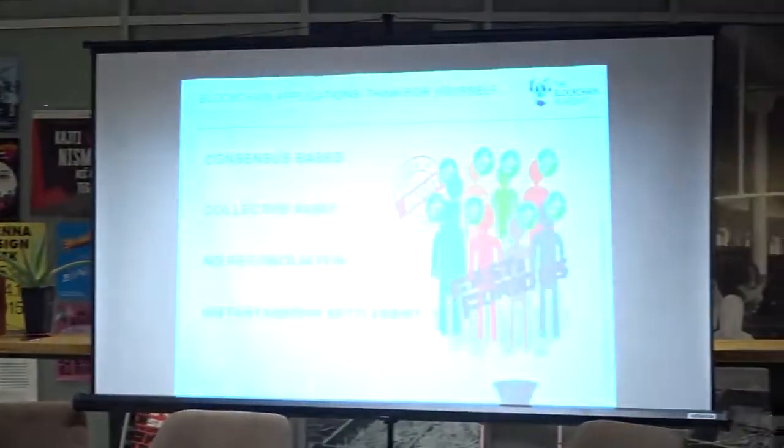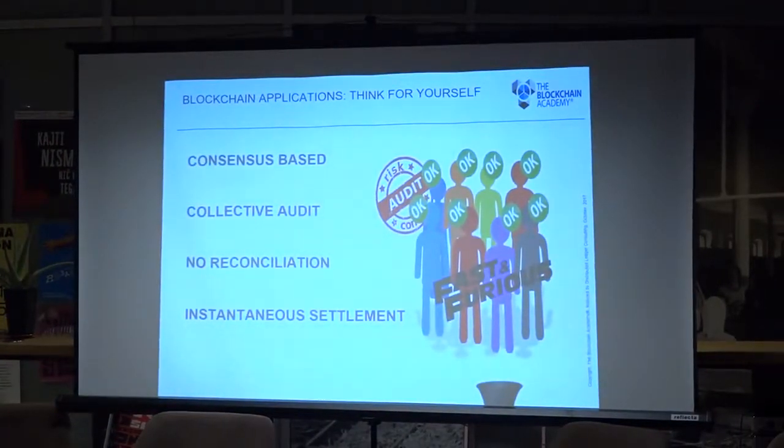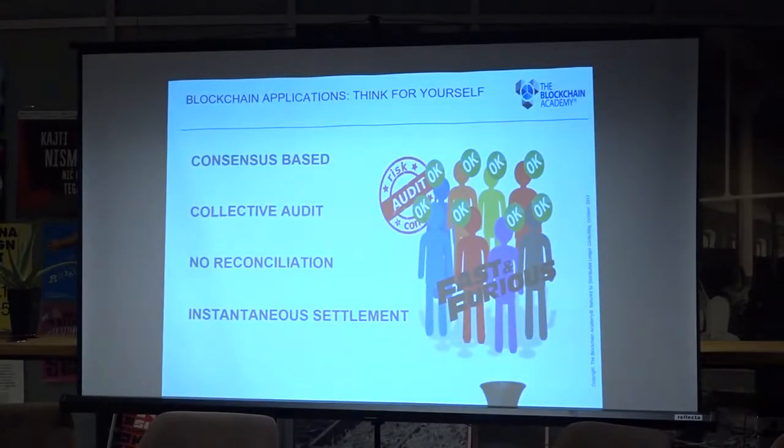As you probably all know, blockchain is consensus-based. Actually, that's very powerful. Once a new transaction pops up in the blockchain, collectively we engage in a kind of audit. And it's only when this audit has an okay result that the transaction will appear in the blockchain. That also means that after the transaction has appeared in the blockchain, you don't need to reconcile with the counterparties. And you have kind of instantaneous settlement.